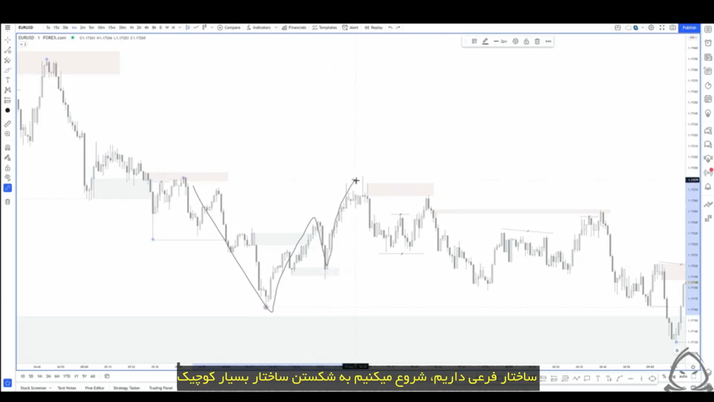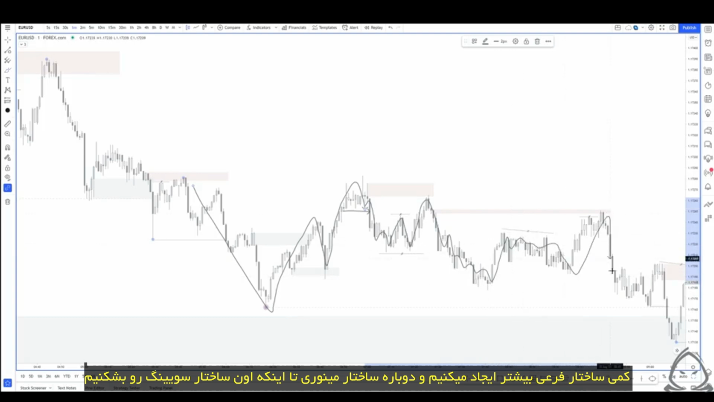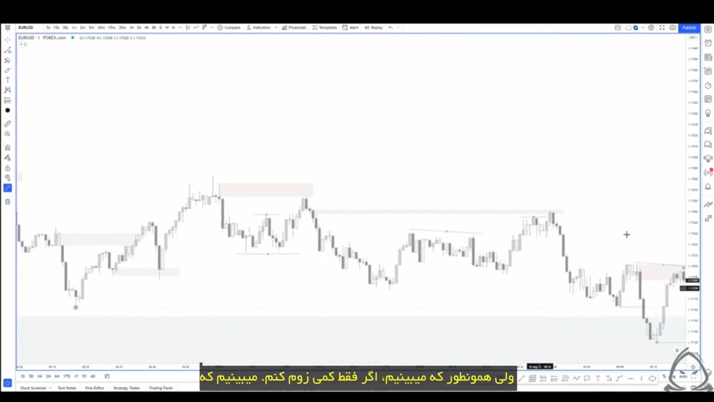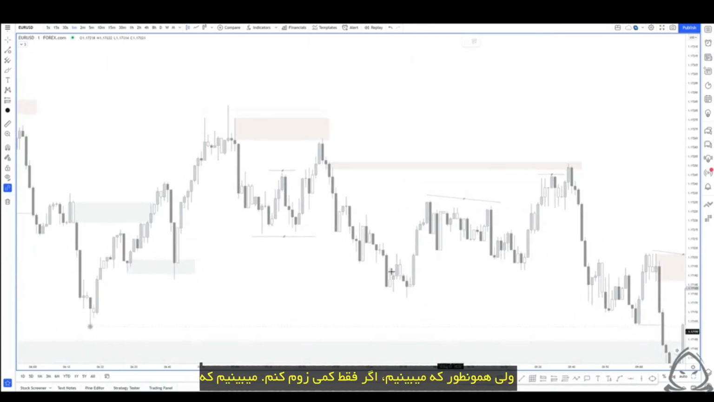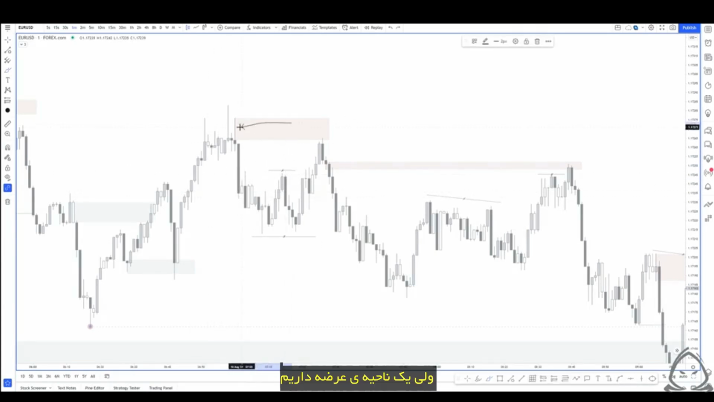We have substructure. We're starting to break very small structure, so we're starting to shift to minor, tap back up, and then we're starting to create minor structure. We create some more substructure, and then we start to create more minor structure before we actually take out that swing structure. But as we can see, if I just zoom in a little bit here, we have a break of structure, albeit very small and minor, and probably not something that I personally would be wanting to trade, but we have a supply zone.